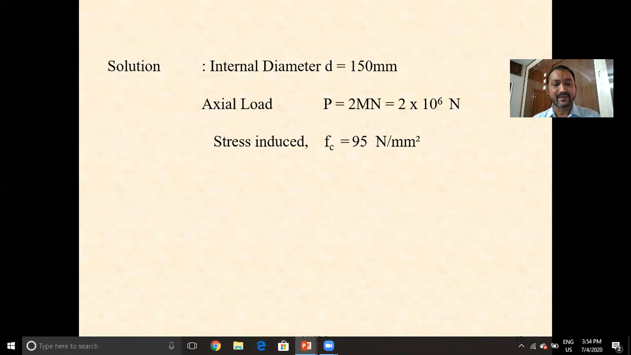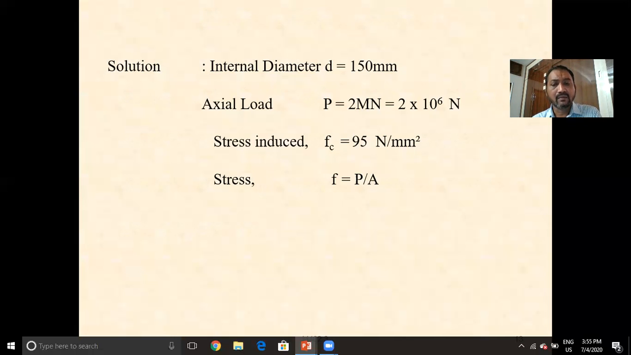And the stress induced, in this case, is such that the column is subjected to a push type force. A force is simply applied, so the member is subjected to the compressive force. So the stress induced is also compressive stress. So the given is a compressive stress and its value fc is equal to 95 newtons per square millimeter.